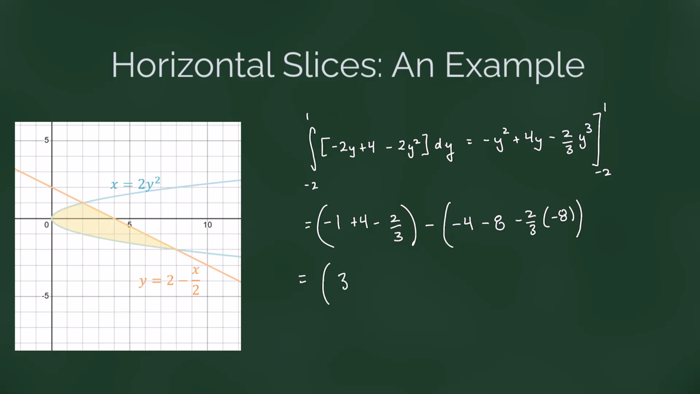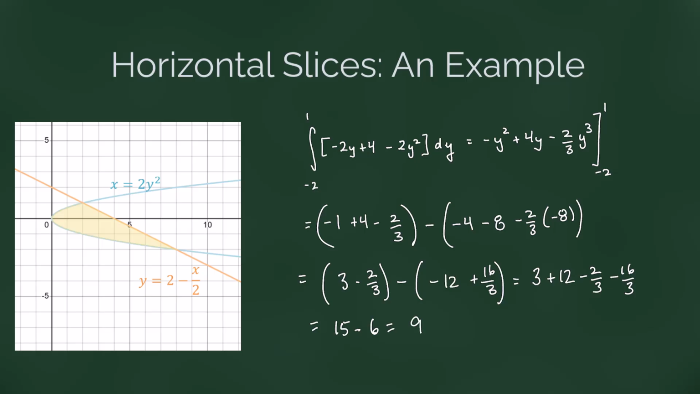Simplifying, we get 3 minus 2/3 minus negative 12 plus 16/3. Combining terms with similar denominators, this yields 3 plus 12 minus 2/3 minus 16/3, which gives us 15 minus 6, which means that our area is 9 square units.